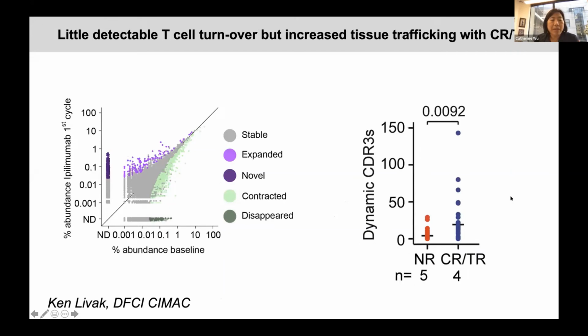One more piece of data is that we started to look at the T cell clones, and overall there was actually very little detectable T cell turnover. So again, focusing on abundance at baseline versus abundance after checkpoint, you can see in the color that there are some contracting and expanding clonotypes, although not dramatic. But if you start to focus on those that are responders and non-responders, the dynamic TCRs seem to be more evident in the responders, suggesting that there's increasing tissue trafficking with checkpoint blockade.